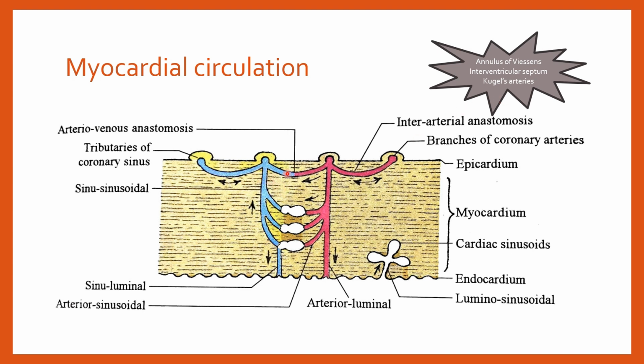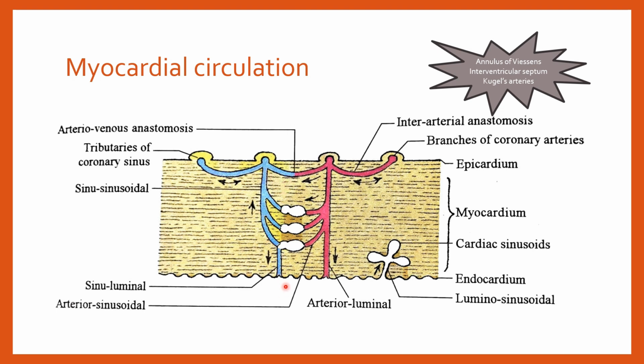Then we have arteriovenous anastomosis. So these help to supply the nutrition of the myocardium if any minute branch of the artery is obstructed. So this is usually by a backflow from the regurgitant blood of the coronary sinus.